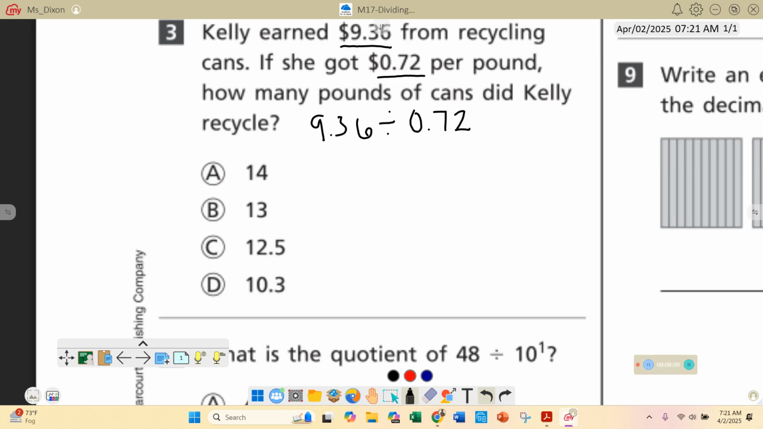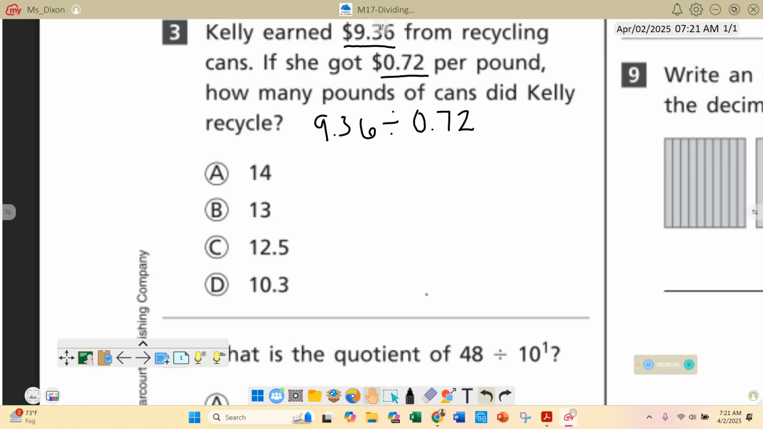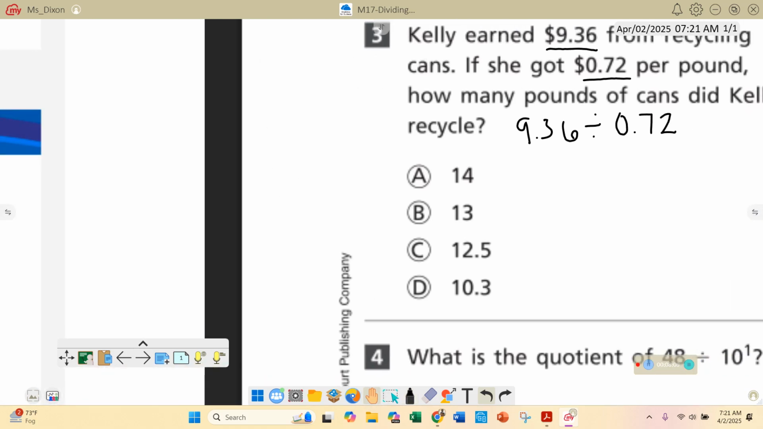All right, in solving this problem, we need to set it up in the house method for dividing. Remember, we need the house method because it helps us to get everything set up correctly. So outside of the house is your divisor. That's going to be 72 cents. Inside of your house is going to be your dividend. That's going to be $9.36.